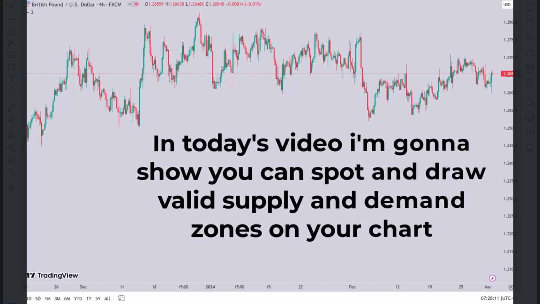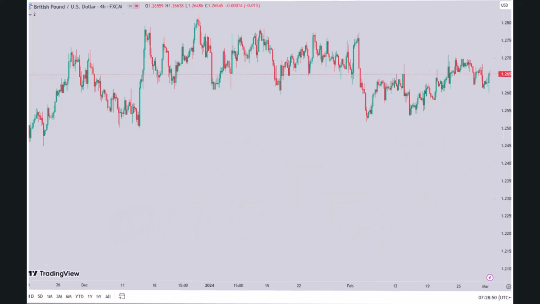Hi, in today's video I'm going to show you how you can spot and draw valid supply and demand zones on your chart. These zones, when drawn accurately and precisely, can help you unlock high probability trades. Let's dive into the video.